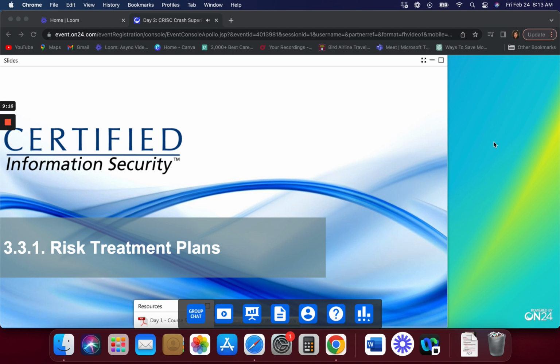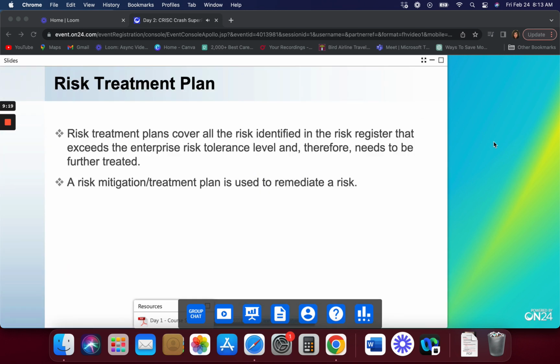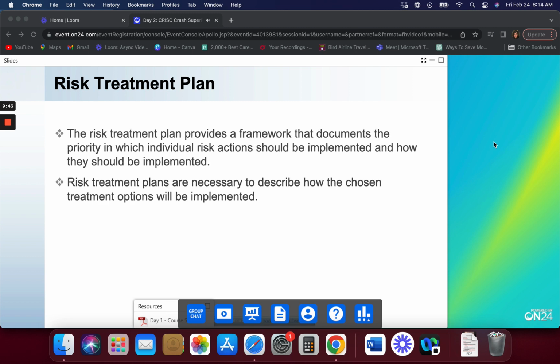Remember, risk treatment plans, we might have more than one incident response procedure collected in an overall treatment plan. So that means risk treatment plans cover all the risk identified in the risk register that exceeds enterprise risk tolerance or risk appetite, and therefore needs treatment. So our risk mitigation or treatment plan is then used to reduce or remediate a risk. The risk treatment plan, again, provides this framework that documents the priority in which individual risk actions should be implemented.